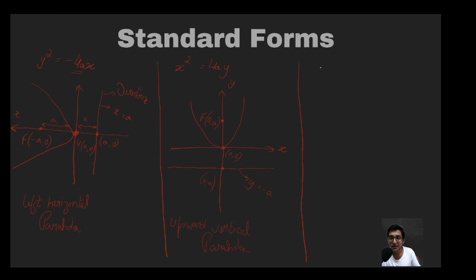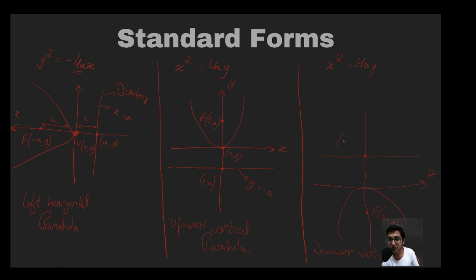Now if I were to reverse this by using a minus sign, 4ay with a minus sign here, the entire thing would be reversed to downward. This is our x-axis. This becomes the directrix. This is our parabola. This becomes a downward vertical parabola. And we can write down its focus as 0 comma minus a.